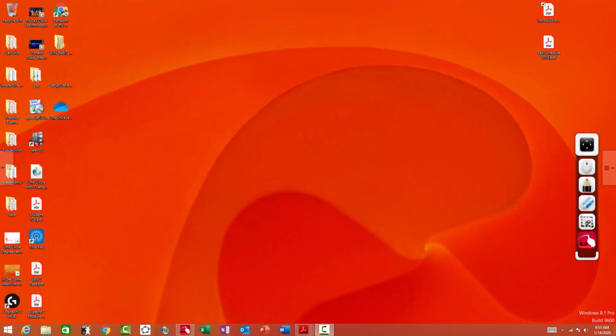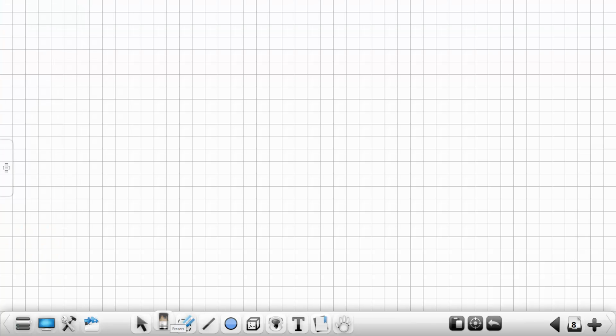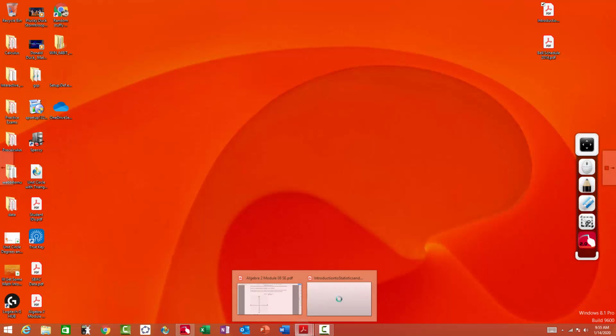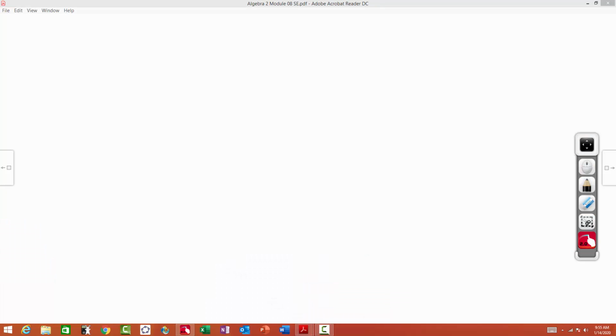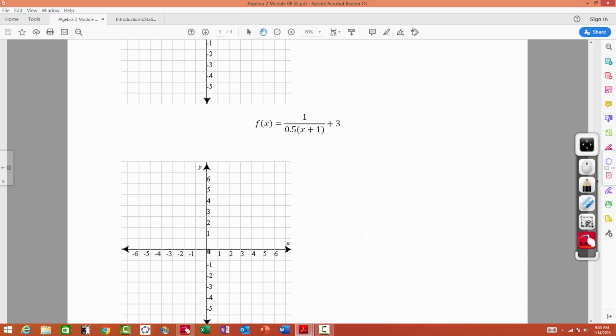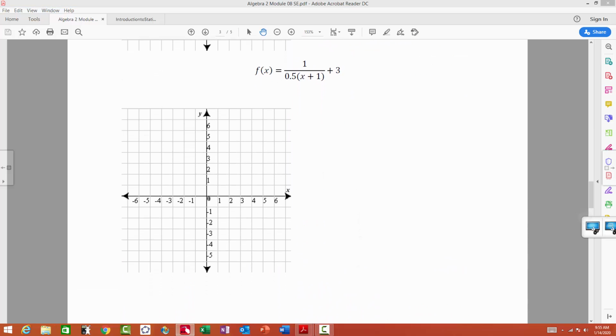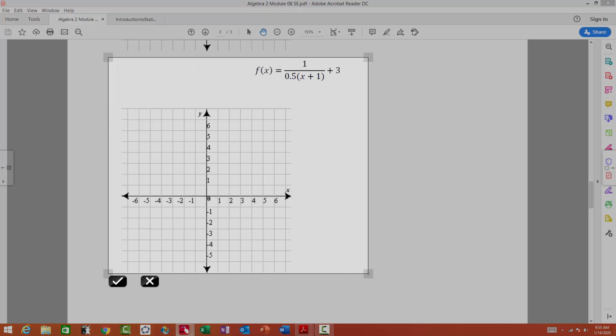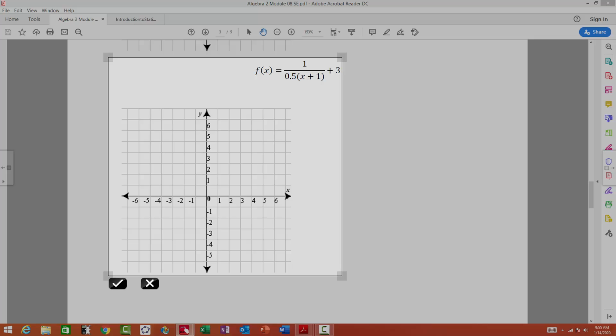We're doing rational functions. We finished off on the example. We're going to do the next example because I want to show you something with a b value. We can take a look at it both ways actually. So we're on this example here. We're going to talk about how it's transformed.